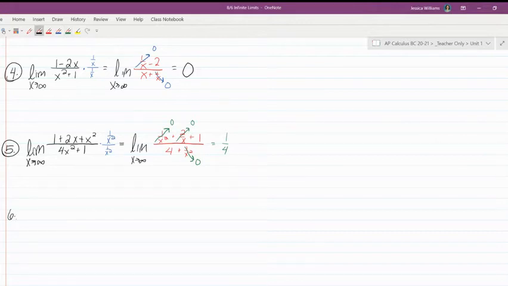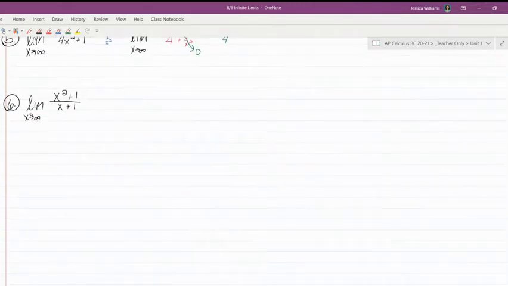Last one. I hope this is familiar. If you need to fast forward through, it won't hurt my feelings. But if you also want to pause after I get this one written and give it a shot, I'm going to do it the same way I did 4 and 5. So if you want to pause, go ahead and divide top and bottom by the same power and see what happens. But I'm going to keep working.